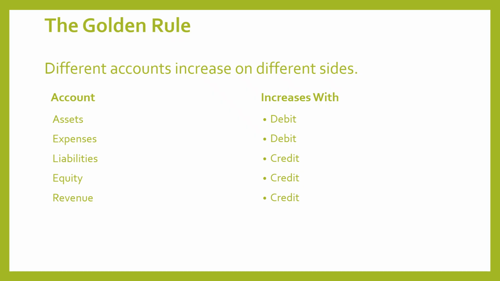Now, if assets increase on the debit side, it means what? When the assets reduce, it will reduce on the credit side. So it is vice versa.